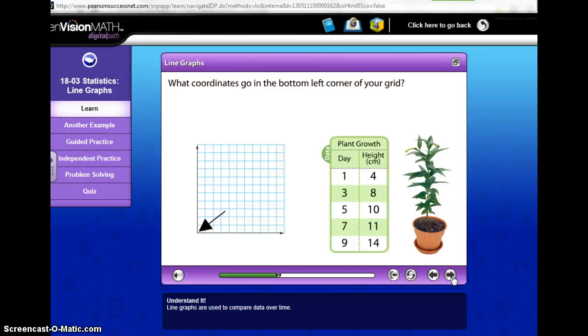The origin. The origin, yeah, that's right. The origin, or 0, 0, is where we start. Now, what unit is labeled on the x-axis? That's the one down here. Which of these? Would we put days or would we put height? Sarah? We are. We're going to put our information in time on the x-axis. Okay, so there we go.